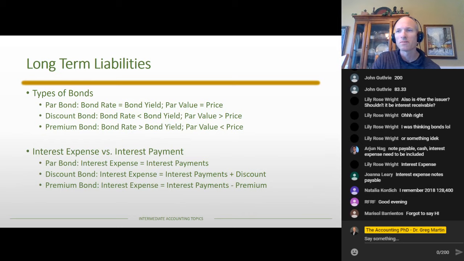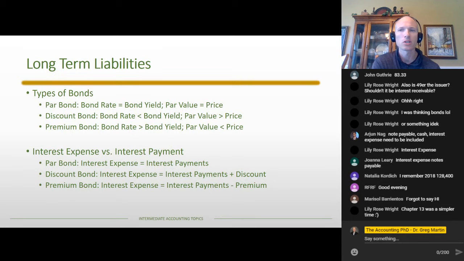All right. Long-term liabilities. With long-term liabilities, if you remember, there was a lot more calculation with this one, and the same is going to be true on the final. There's going to be some concept, but it's largely going to be calculation based.